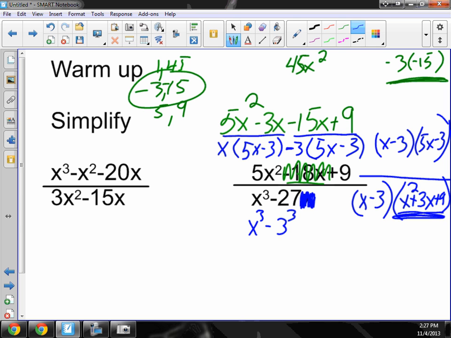Never. That will never factor again, except you might be able to pull out a 2 or something. But if that's the case, then you should have pulled out the 2 to begin with. So it doesn't actually simplify ever. So this cancels this. My answer is 5x minus 3 over x squared plus 3x plus 9. Okay? All right.